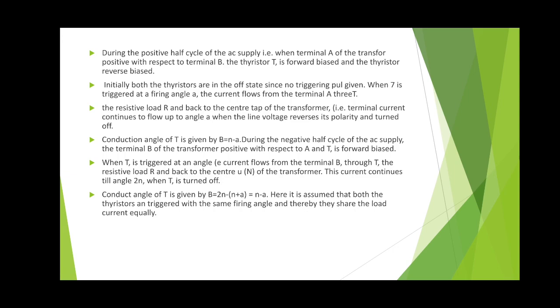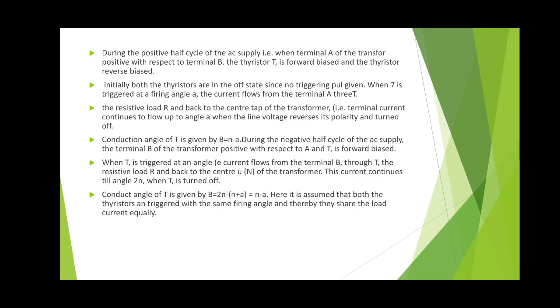During the positive half cycle of the AC supply, when terminal A of the transformer is positive with respect to terminal B, the thyristor T1 is forward biased and the thyristor T2 is reverse biased. Initially both the thyristors are in the off state since no triggering pulses are given. When T1 is triggered at a firing angle alpha, the current flows from terminal A through T1, the resistive load R, and back to the center tap of the transformer, that is terminal N indicated in the diagram.